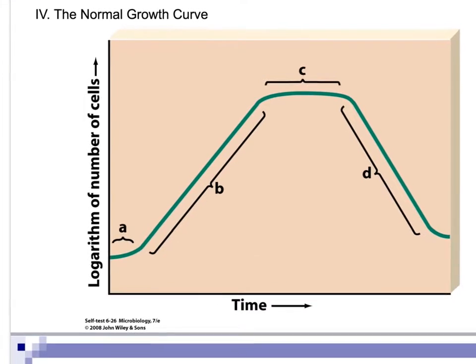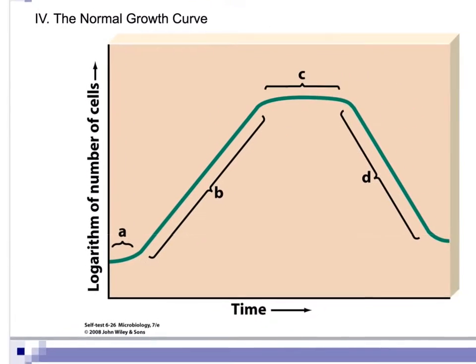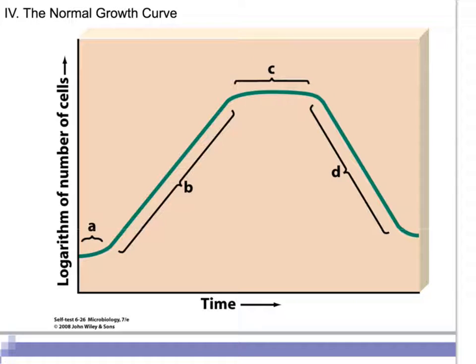Now, the growth curve. Whenever we grow bacteria, this is the typical growth curve. This is what it's going to look like. On the x-axis we have time, and that could be hours, minutes, or days, depending on the organism. And on the y-axis we have the number of cells. So here's the curve.